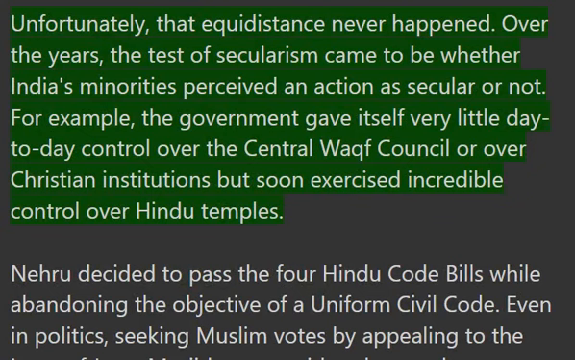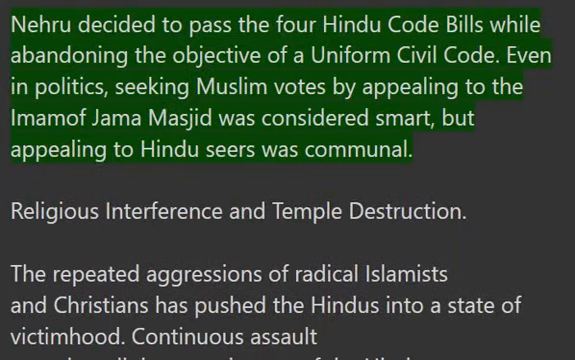For example, the government gave itself very little day-to-day control over the Central Waqf Council or over Christian institutions, but soon exercised incredible control over Hindu temples. Nehru decided to pass the 4 Hindu code bills while abandoning the objective of a uniform civil code. Even in politics, seeking Muslim votes by appealing to the Imam of Jama Masjid was considered smart, but appealing to Hindu seers was communal.